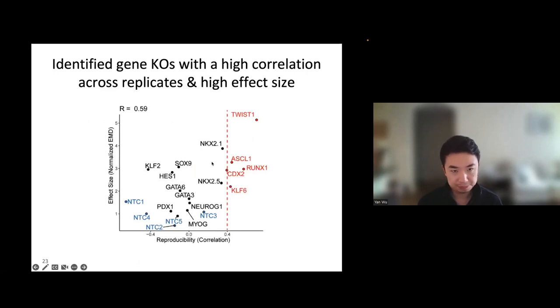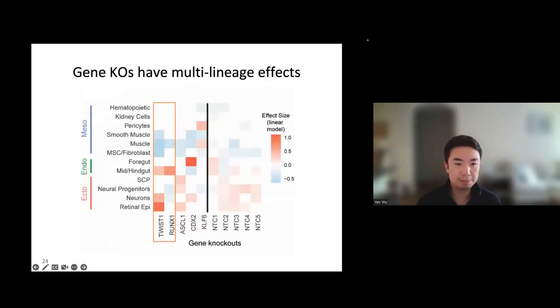And as a result, we plotted the knockouts by their overall effect size on the y-axis and the reproducibility in terms of which cell types they're affecting on the x-axis. And we see overall correlation between effect size and reproducibility, which is what we're looking for. And then we looked at the top knockouts that were the most reproducible and had the strongest effect size. I'm going to talk here about Twist1 and Runx1 knockouts in more depth. If we plot a heat map of the different cell types that they're affecting, grouped by germ layer, we can see that a lot of these two knockouts have multi-lineage effects. They have effects across germ layers.